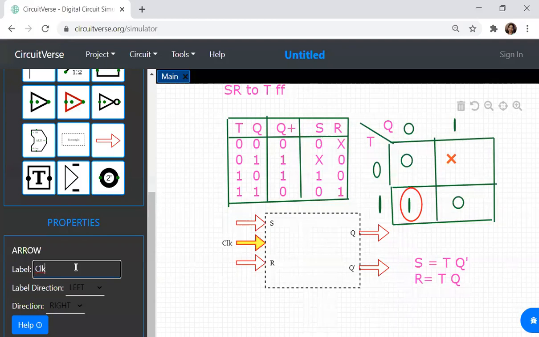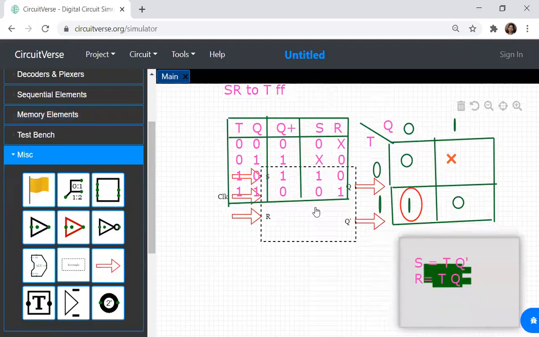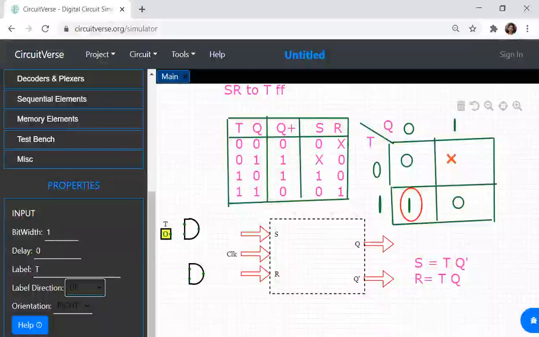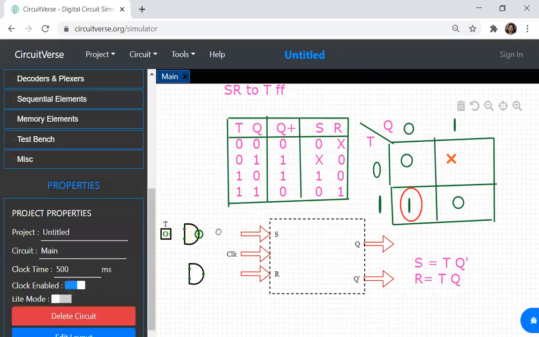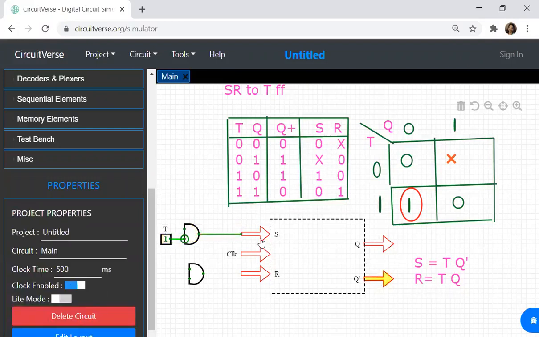So what is the input that goes to S? The input that goes to S is T into Q bar. So "into" clearly means it is an AND gate. I require an AND gate. Now what goes to your S terminal? S is equal to T into Q bar. I have a T over here. The output of this goes over here. So T is one input and Q bar is another input.